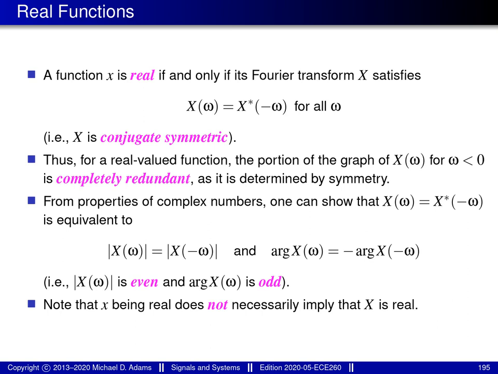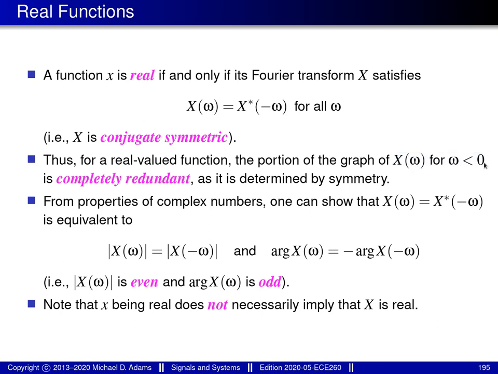The next property of the Fourier transform that I need to introduce relates to real-valued functions. In particular, we have the following result. A function little x is real-valued if and only if its Fourier transform big X satisfies a relationship of this particular form here. In other words, the function big X is conjugate symmetric. So for a real-valued function, the portion of the graph of X of omega for omega less than 0 is completely redundant, as it's determined by symmetry.